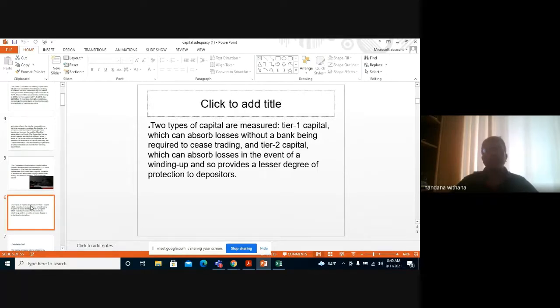Tier 2 capital can absorb losses in the event of winding up. Second one: you are no more in a position to run the business, you want to liquidate, wind up. In such a case, you want to ensure a lesser degree of responsibility for depositors. To that end, Tier 2 capital helps you.